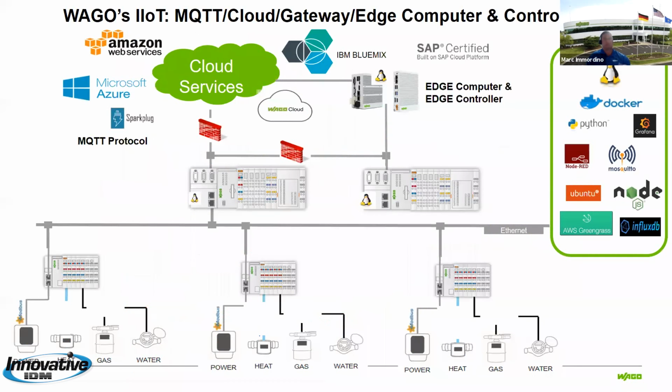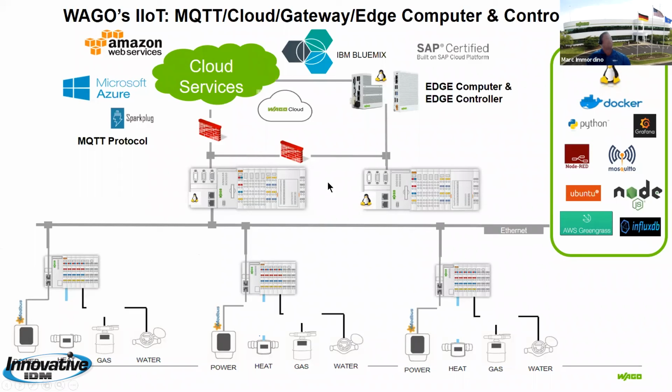Okay. So when we look at the WAGO system, you can see here we've got some standard Ethernet controllers, could be Modbus TCP, EtherNet/IP, whatever the case may be. And what we can do is collect this data, push it into our PFC200s and 100s, and then these devices can send this information to the cloud services. Those cloud services could be AWS, Microsoft, Sparkplug, IBM Bluemix, WAGO Cloud, SAP. All of these are supported with the WAGO platform.